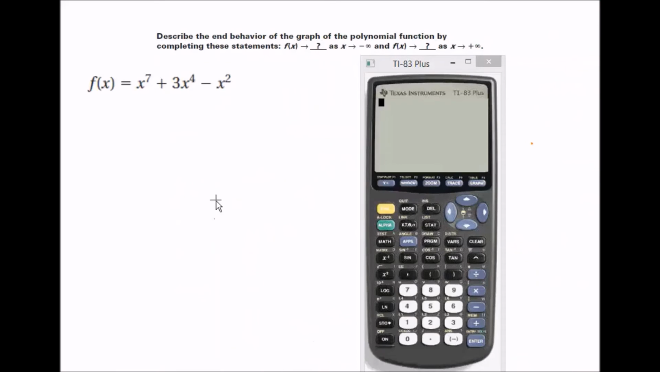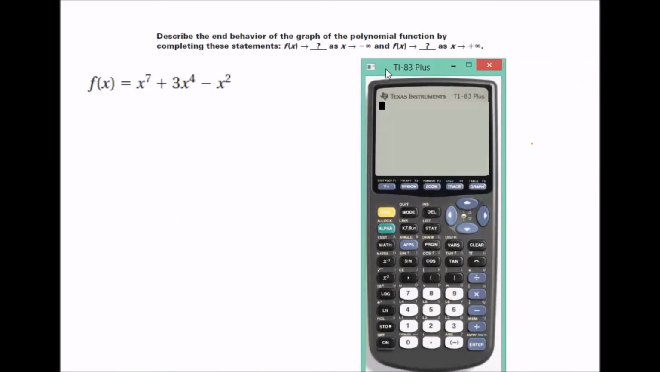Alright, so you're going to see questions like this. It says describe the end behavior of the graph of the polynomial function by completing these statements. F of x goes to blank as x goes to negative infinity, and f of x goes to blank as x goes to positive infinity. And what I want to know is what will happen to the function as x gets infinitely smaller, and what will happen to the function as x gets infinitely larger.